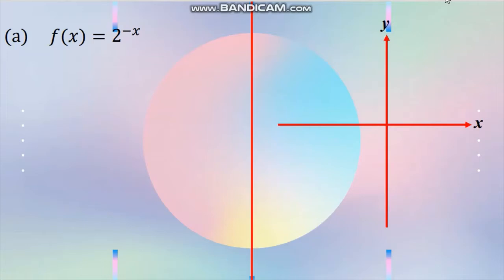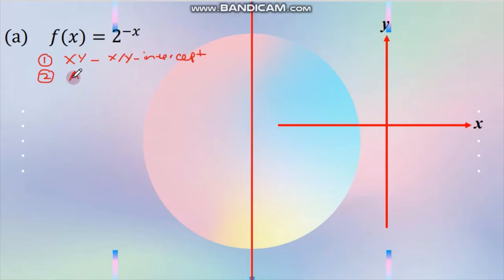But today, I want to show you another way to sketch the graph of an exponential function, which is to consider 4 steps. So, the first step is XY. XY means x or y intercept. The second step is A. A is defined as asymptote.